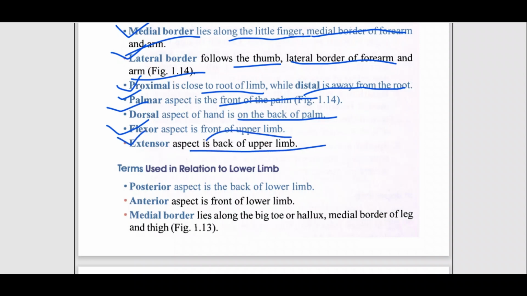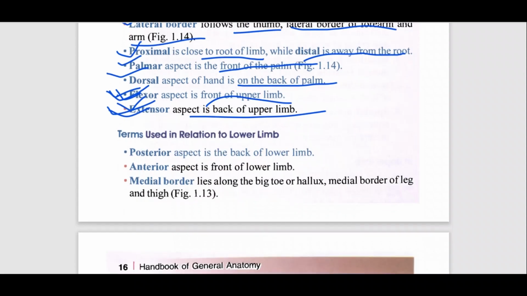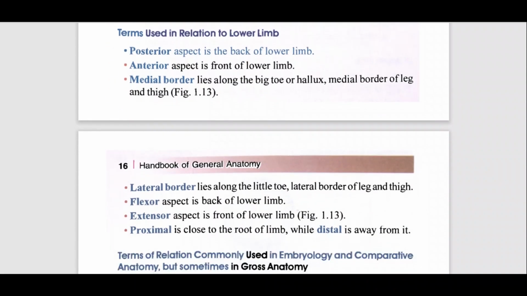Flexor is the front of upper limb. However, extensor is the back of upper limb. Flexor means front, extensor means back. Yani flexor will be your anterior aspect, extensor will be your posterior aspect. Flexor will be your ventral aspect, extensor will be your dorsal aspect.